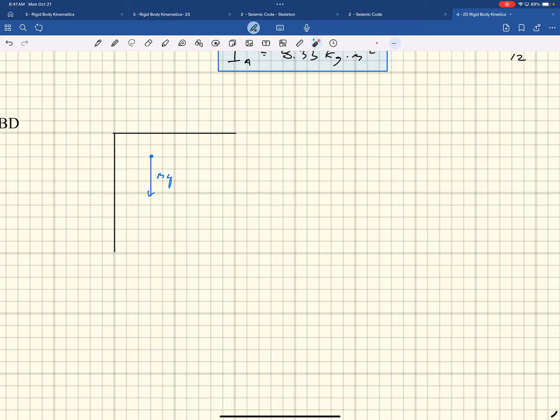Okay. What else? The reaction. So I've got this guy. Again, I don't know which direction they're going to be going, so I always just assume positive. Ax and Ay, the reactions over there. And the other components that we want on here are any dimensions that are important. There are some important dimensions. There's this guy, where that mass center is.